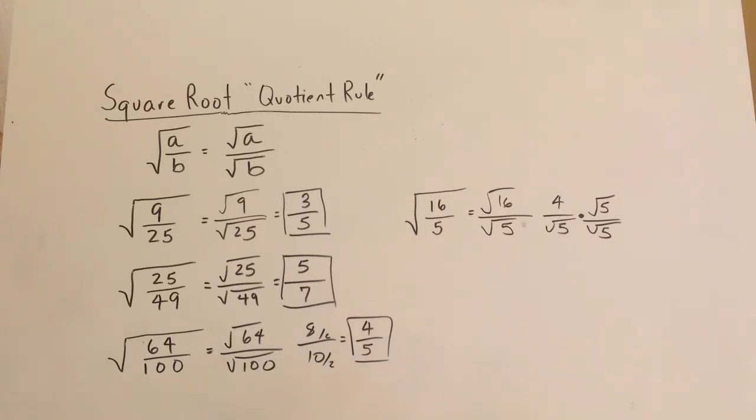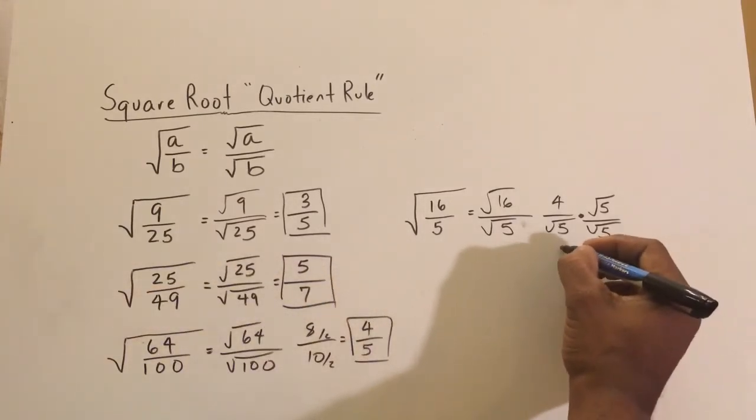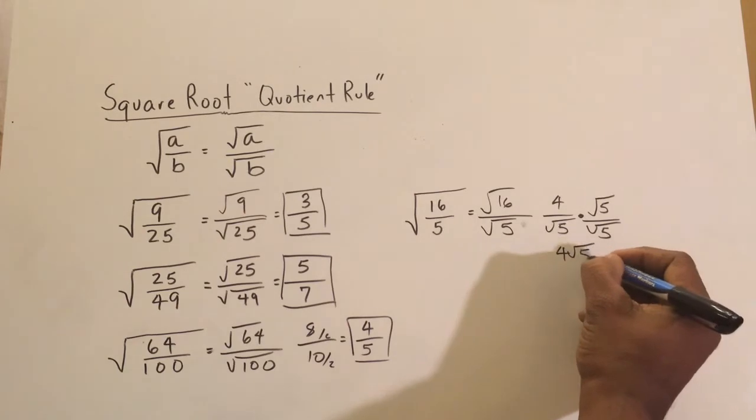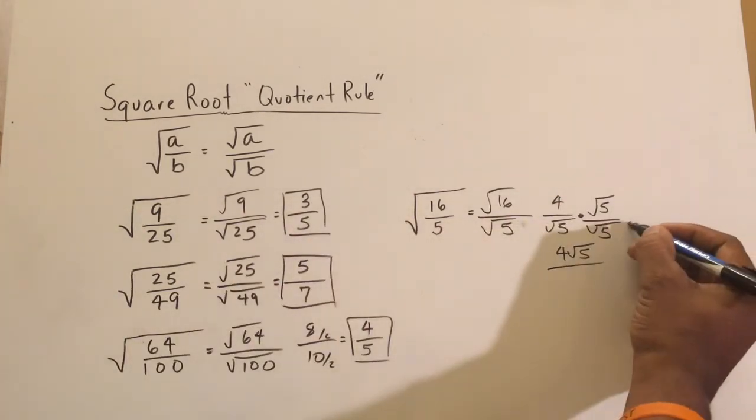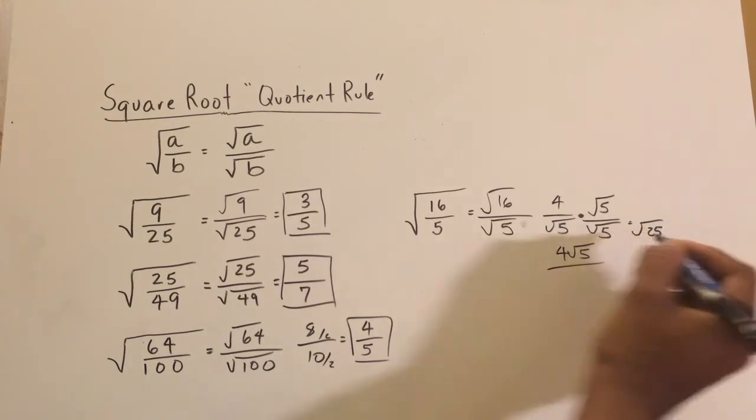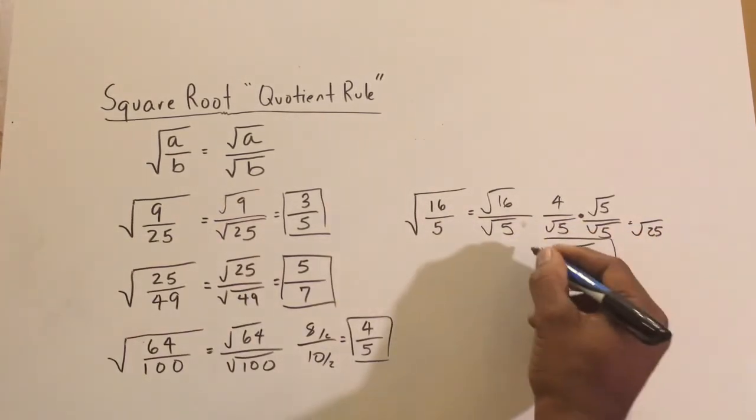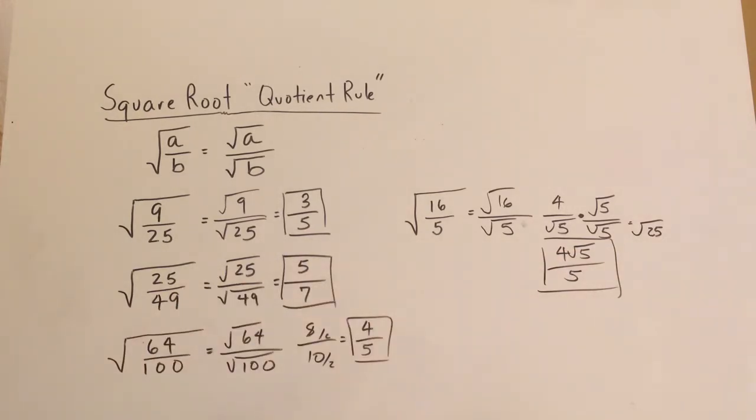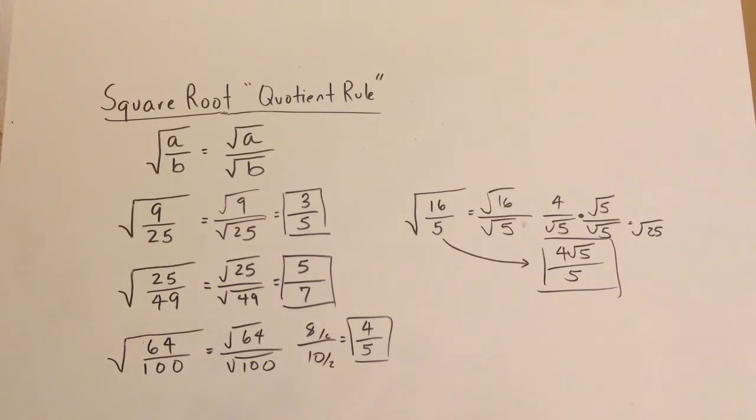Now, let's simplify even further by multiplying. 4 times root 5 is 4 root 5, but 5 times root 5 becomes the square root of 25, and the square root of 25 is 5. And so the square root of 16/5 simplifies into 4 root 5 over 5. Again, this is called rationalizing the denominator.